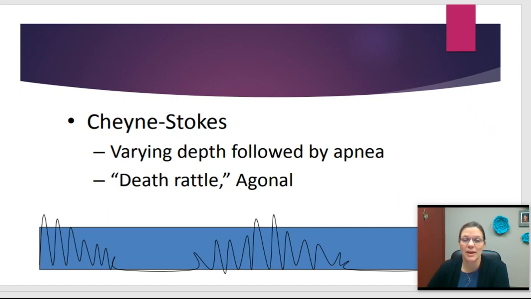Lastly, we have Cheyne-Stokes respirations, and they are of varying depth, as you can see, and then also periods of apnea where there's no breathing. And so this is called the death rattle, or sometimes it's called agonal respirations.